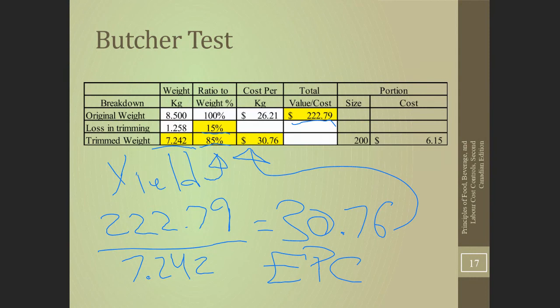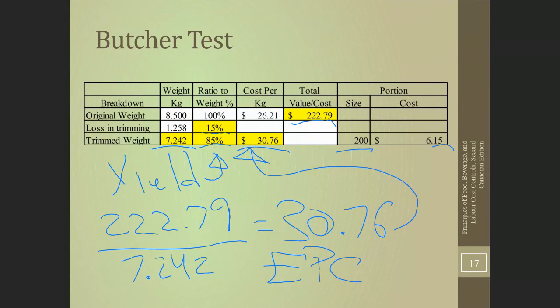Now, very similar to the cooking loss test, if we know the portion size and the EPC, we can calculate the cost of that size of portion. So in this case, the portion that we serve our lamb, again, this is just a hypothetical example, is 200 grams. Would it be the same if we took 26.21 and divided by 0.85? Likely, yeah, absolutely it would. So that's the as-purchase cost divided by the yield. You'd get the same EPC, yep.